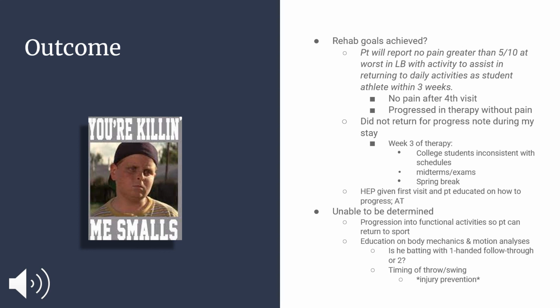He was given a home exercise program his first visit, and then he was educated on how to progress that safely, and then he also was continuing to work with his athletic trainer. So essentially, were the rehab goals achieved? It's kind of unable to be determined which ones were completely achieved, but he was making progress. I would have liked to progress him into more functional activities, more specific to baseball, so he could return safely to his sport fully, and also continue to provide education on his body mechanics and perhaps do some motion analysis. I think that would have been really cool too.